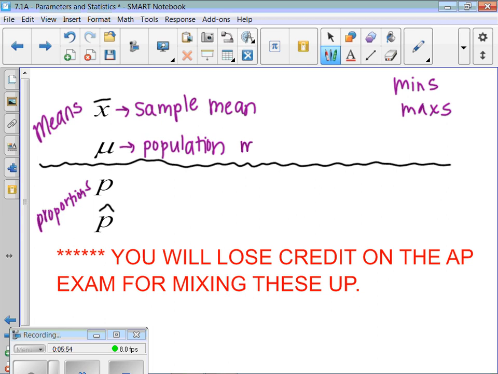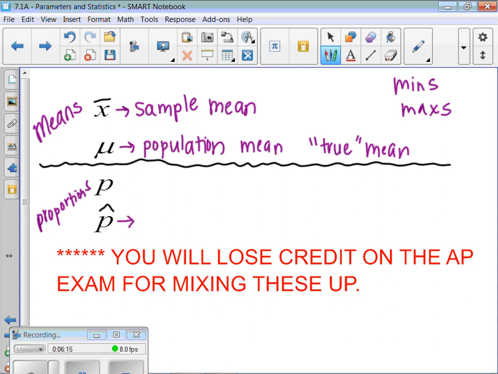A lot of times you also hear this referred to as the true mean. They mean the same thing, okay? Population mean and true mean. That would be the actual average income of every single U.S. household, okay? And if you're doing proportions, I guess I should have switched these around.